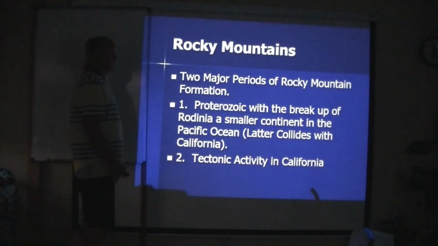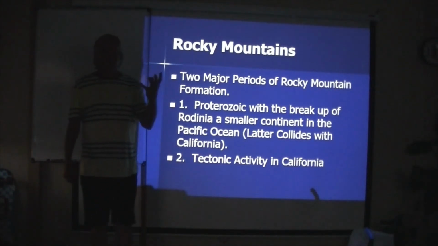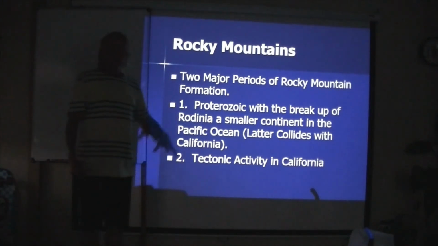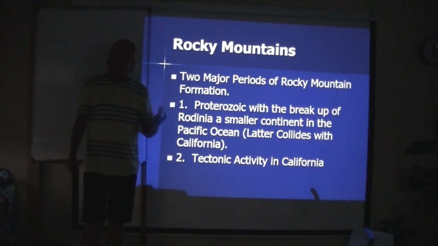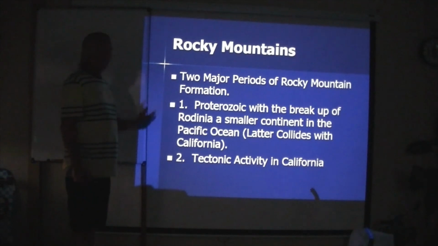So the Rocky Mountains. Interesting thing about the Rocky Mountains is you find these very tall mountain ranges, and at the top of those mountain ranges, you find seashells. You find fossils that are marine. And so there's kind of a couple of ways in which the Rocky Mountains form.